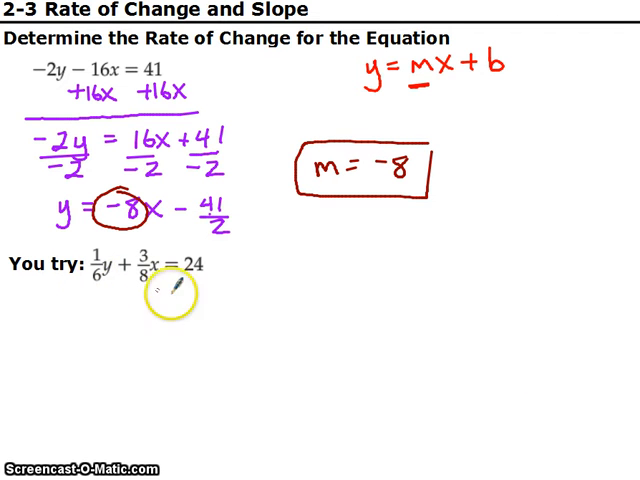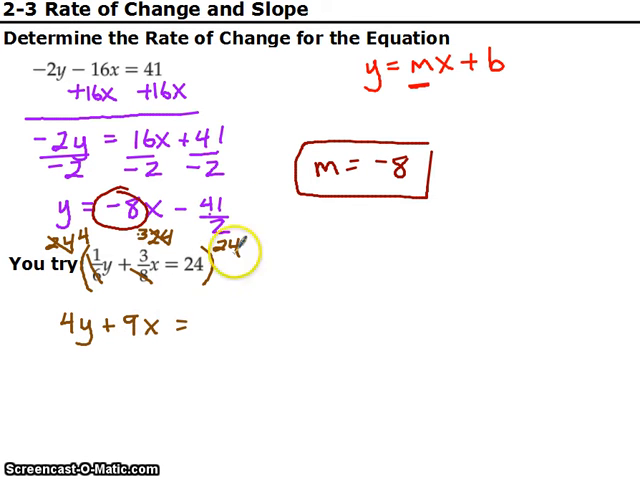All right, y'all give this one a shot. I know it's got fractions. You can do it. Unpause and see if you got it right. All right, so first thing I'm going to do is multiply through by a number that's going to cancel out both of these fractions. That number is going to be 24. So I multiply everything by 24. 24 divided by 6 is 4, so that's 4y. 24 divided by 8 is 3, but I also had a 3 on top, so that's 3 times 3, that's 9x. And 24 times 24 is 576.